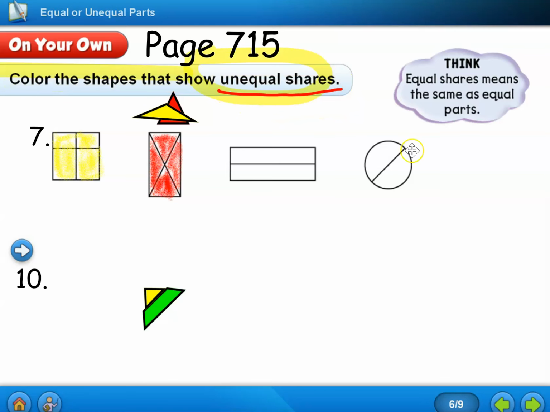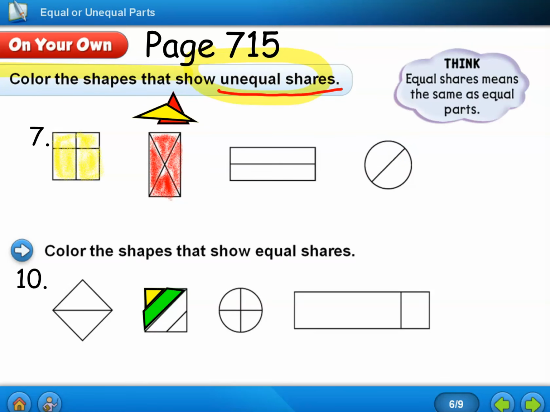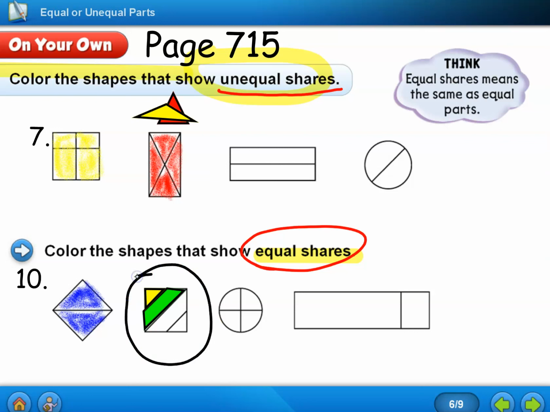For number 9 and 10, you need to color the shapes that show equal parts or equal shares. Number 10, this square shows 2 equal parts, so I will color it. Let's move on to the next shape. Look at this square. Do you think the parts show equal shares? No, this square shows unequal shares or unequal parts. So I will do nothing to this square.